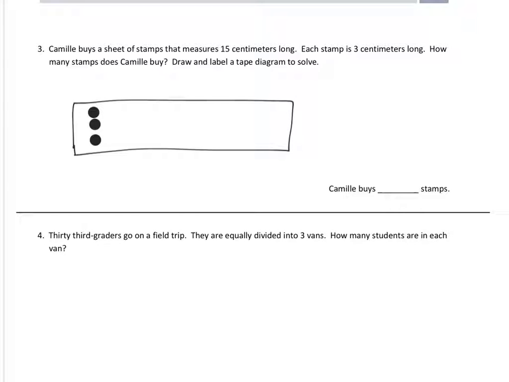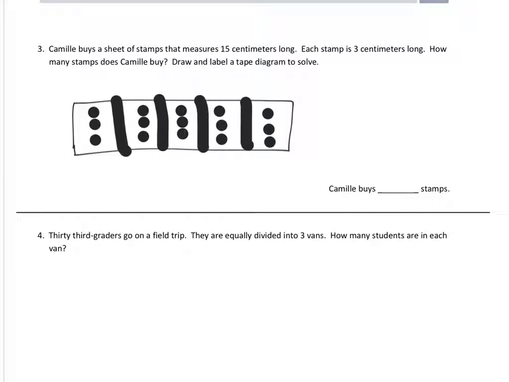1, 2, 3, 4, 5, 6, 7, 8, 9, 10, 11, 12, 13, 14, 15. Now let's label. Our total is 15 centimeters. You can abbreviate centimeters cm. What's the other total? The other total is 1, 2, 3, 4, 5 stamps.